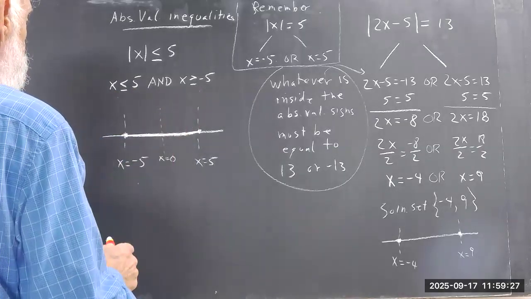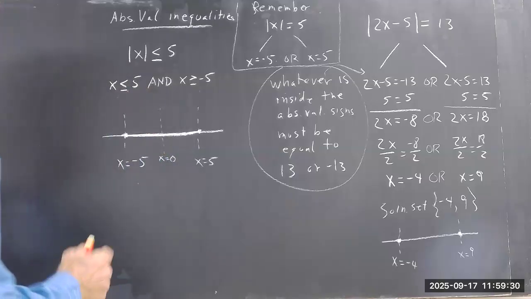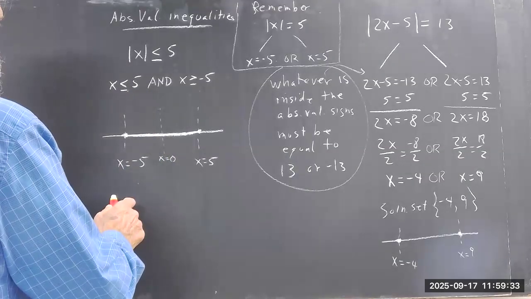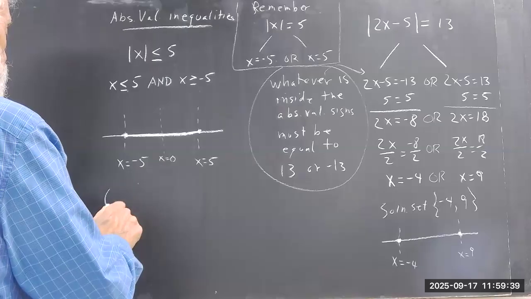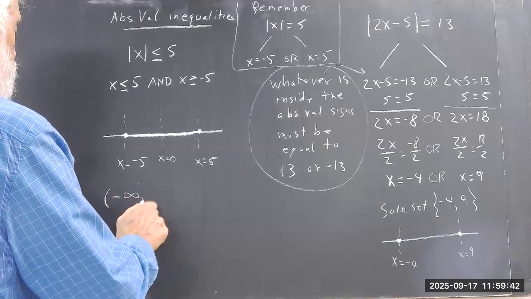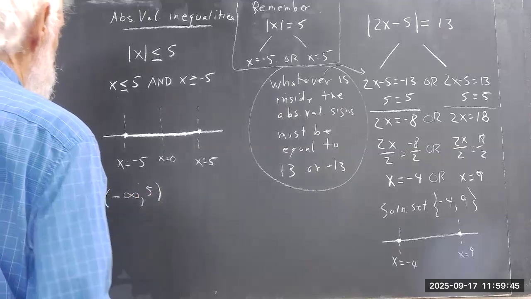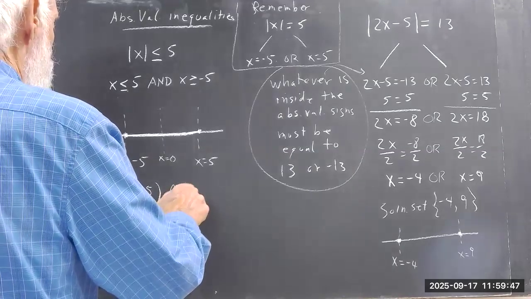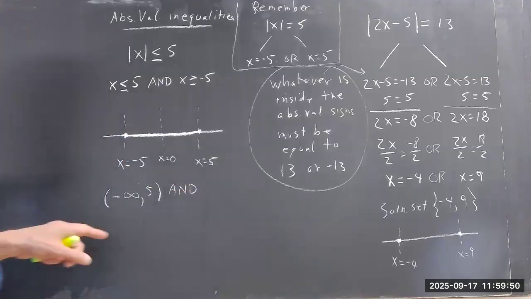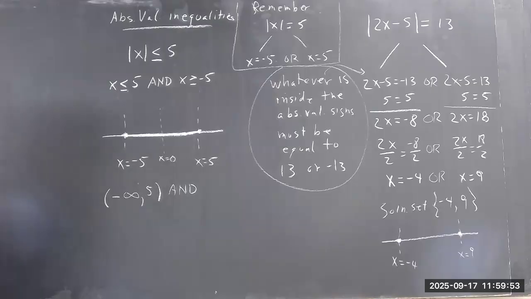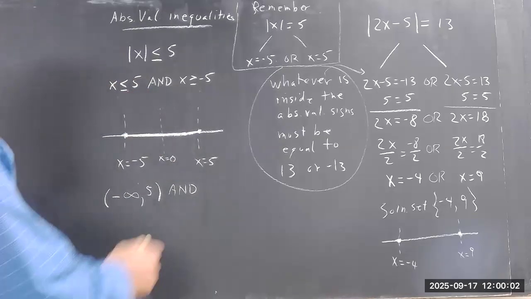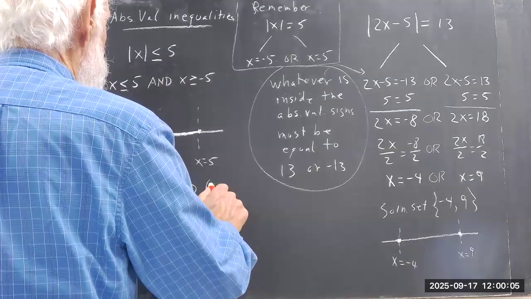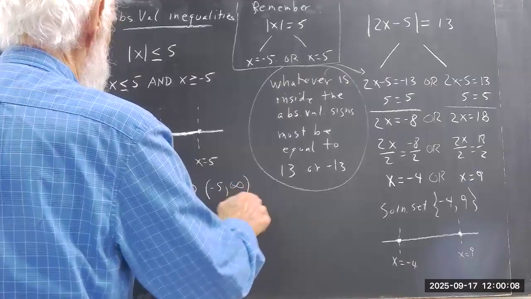Let's take this again. x less than or equal to 5. In interval notation, x less than or equal to 5 means the interval negative infinity to 5. So x has to be in the interval between negative infinity and 5. It has to be somewhere from 5 on to negative infinity. But it also has to be greater than or equal to negative 5. And x greater than or equal to negative 5 is the interval negative 5 to infinity.